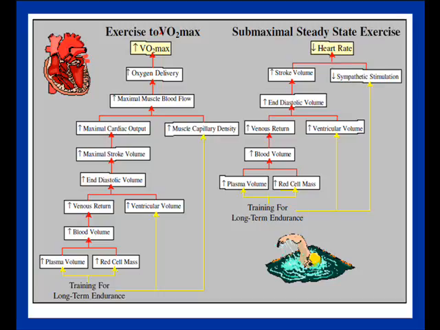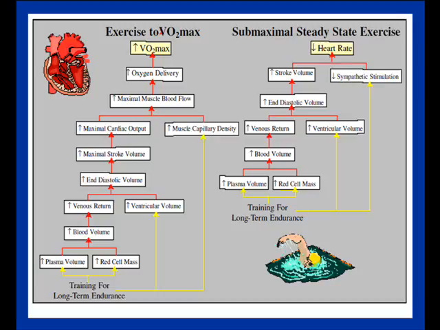Another adaptation to endurance training, we talked about it, is left ventricular hypertrophy. So an increased ventricular volume. Those two there, of course, are going to increase end-diastolic volume. If you increase end-diastolic volume, you're going to increase preload. If you increase preload, you're going to increase your maximum stroke volume. If you increase maximum stroke volume, you're going to increase your maximum cardiac output.